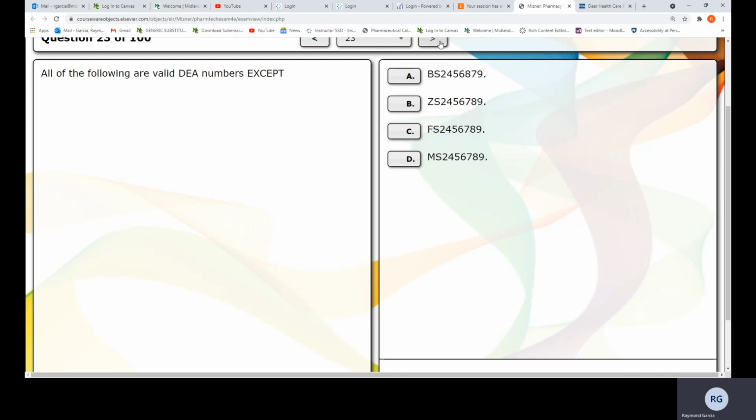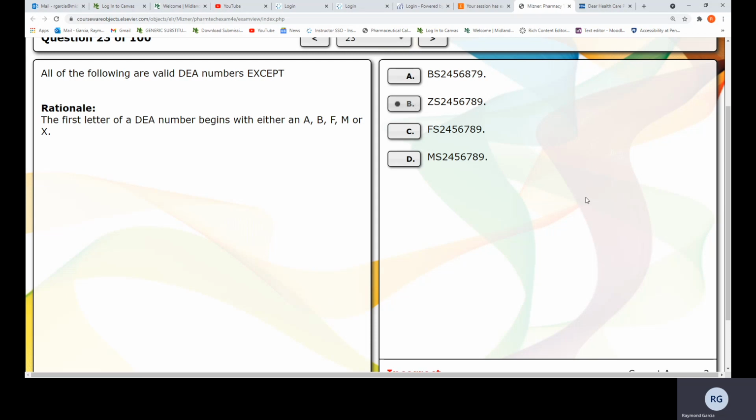All of the following are valid DEA numbers except which one? So we would have to add the 2, 5, and 8, and the 4, 6, and 7 multiplied by 2 and add the sums. Which one do y'all think would be the correct one? They all end in 9, so I'm going to have to look at the letters. I think it's the Z. You don't think there's a Z? Okay.